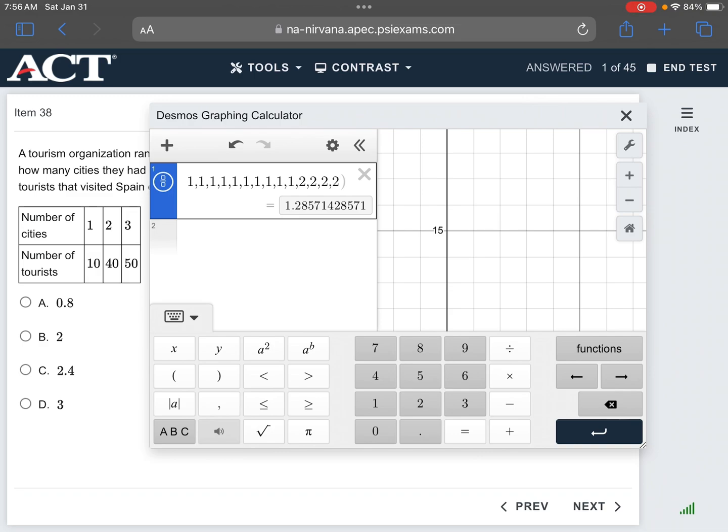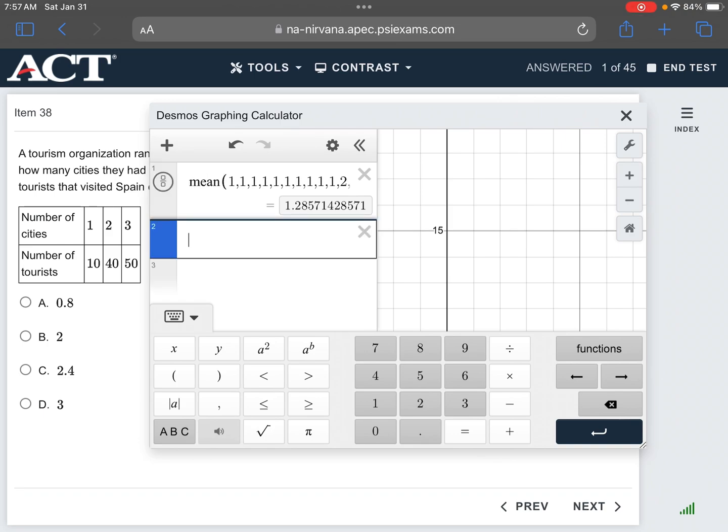The easier way to do this is to know that the average is telling us to add up the total that we have and then divide it by the total that we're looking for. So if 10 tourists visited 1 city, well, that's 10 cities visited. If 40 tourists visited 2 cities, well, that's 80 cities visited. And then if 50 tourists visited 3 cities, we would do 50 times 3, or 150 cities. So that would be the total of cities visited, and then we need to divide that by the total number of tourists that we are looking at.